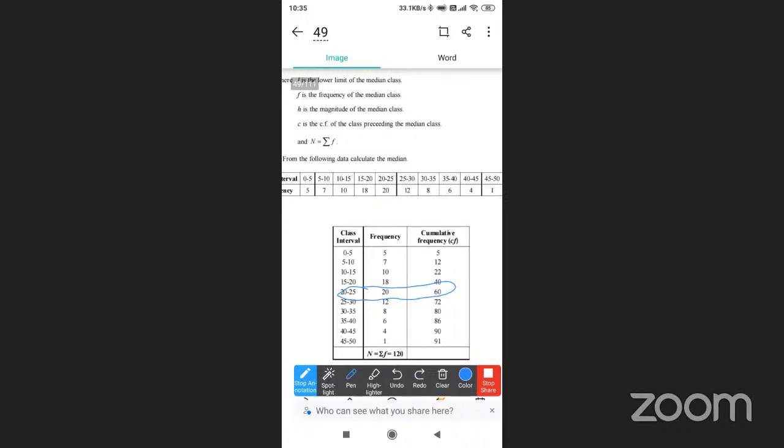So now, the second step: you find the CF just greater than n/2, which gives the median class. So 20 to 25 is the median class. f equal to 20 and CF equal to 40. The width of the class interval, h, is 25 minus 20, which is 5.